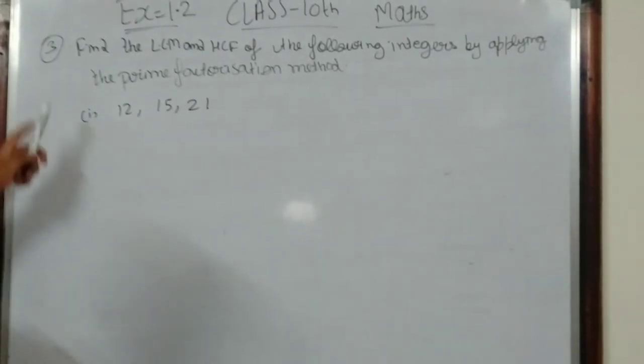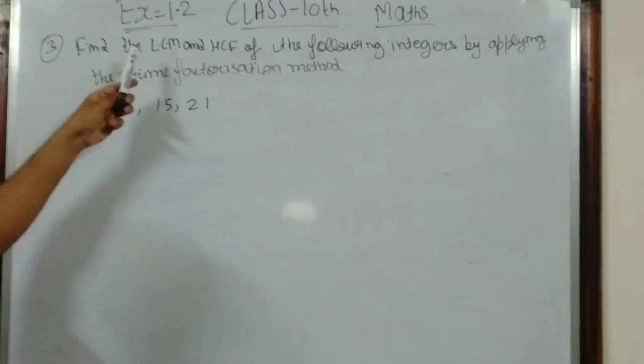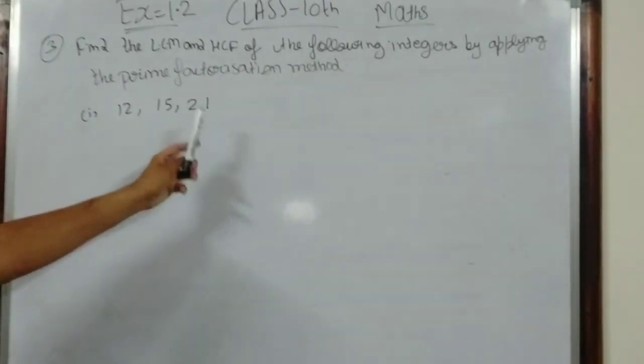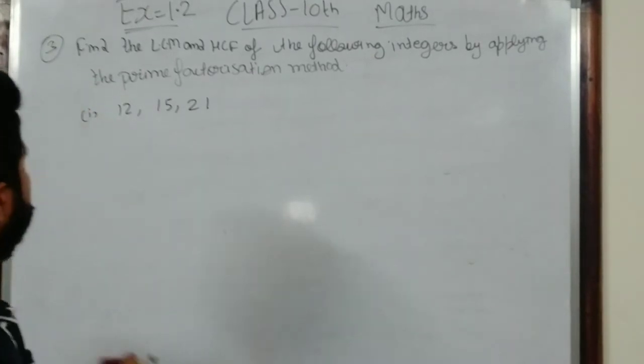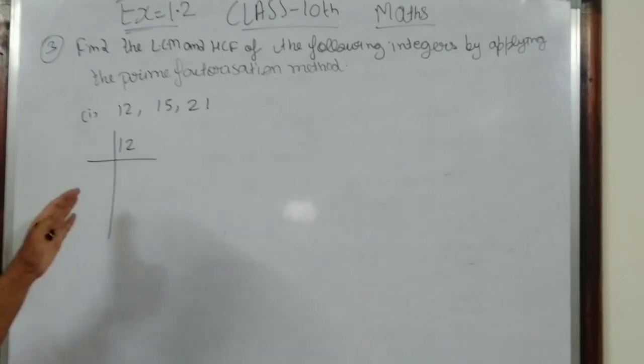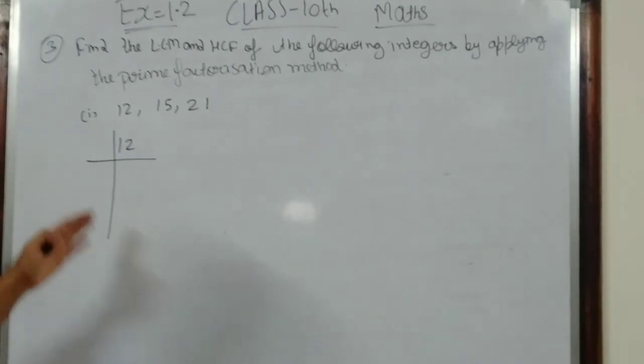Next move on to the third part of this exercise 1.2. We have in total 7 parts. The third part is 12, 15 and 21. Find the LCM and HCF of the following integers by applying the prime factorization method. Again, an easy one, same as the first question. In the first question we find the prime factorization of a single number, in the second question with 2 numbers, and in the third with 3.